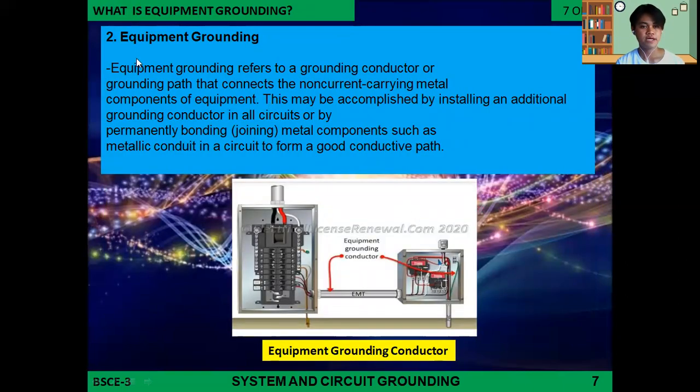Number 2 is the equipment grounding. Equipment grounding refers to a grounding conductor or grounding path that connects the non-current-carrying metal components of equipment. This may be accomplished by installing an additional grounding conductor in all circuits or by permanently bonding or joining metal components such as metallic conduit in a circuit to form a good conductive path. This is an example of an equipment grounding conductor.